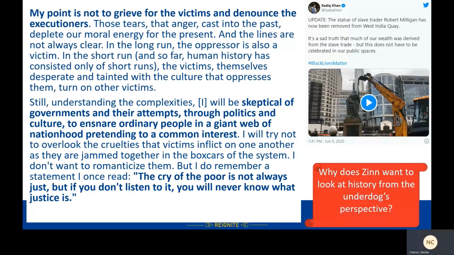Still, understanding these complexities, I will be skeptical of governments and their attempts through politics and culture to ensnare ordinary people in a giant web of nationhood pretending to a common interest. I will try not to overlook the cruelties that victims inflict on one another as they are jammed together in the boxcars of the system. I don't want to romanticize them, but I do remember a statement I once read: "The cry of the poor is not always just, but if you don't listen to it, you will never know what justice is."